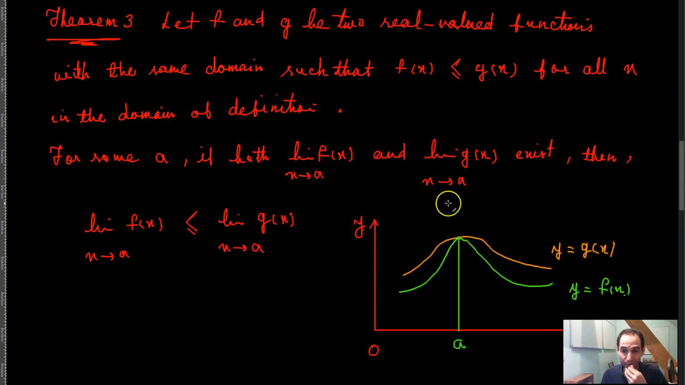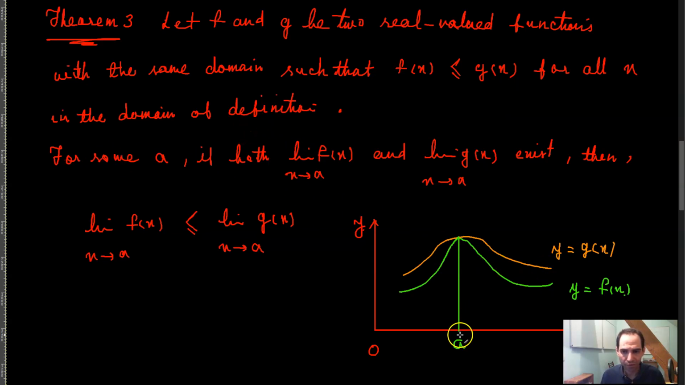Their domains are the same, in such a way that f of x is less than or equal to g of x. As you can see, these two graphs show, or actually are supposed to show, that f of x is less than or equal to g of x for all x in the domain of definition.